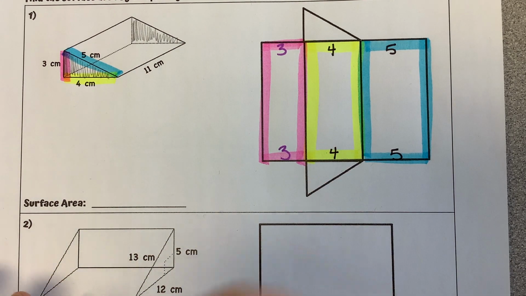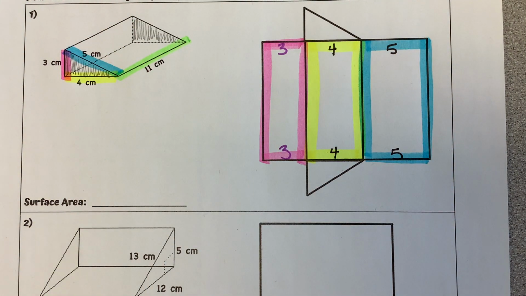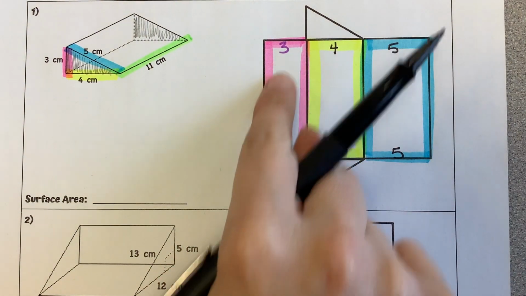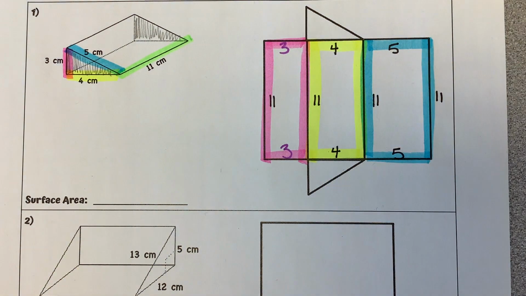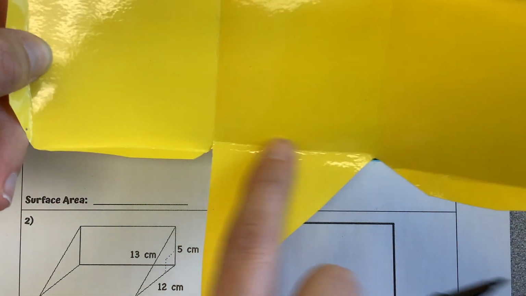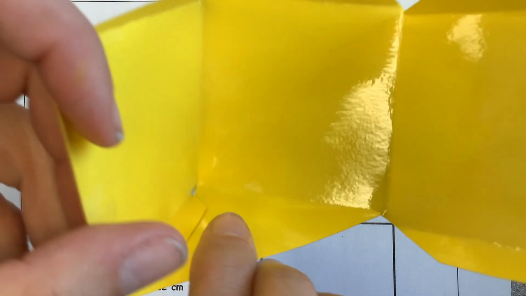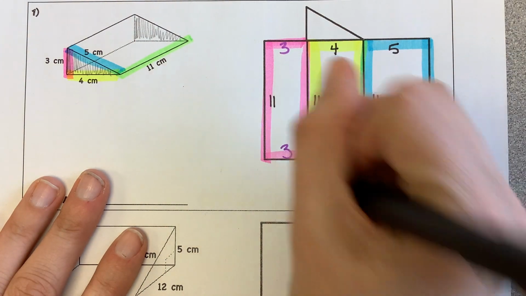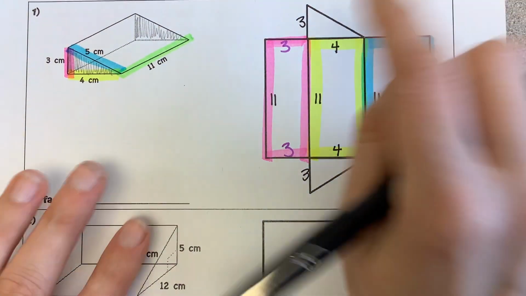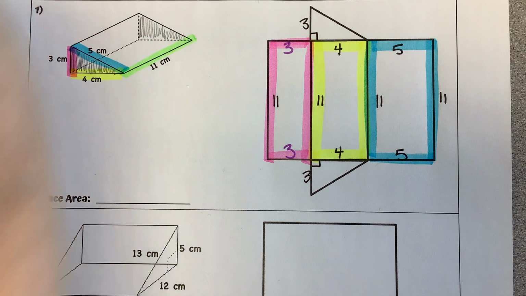This other length here that connects the triangle from the front to the back, right here, is going to be the height of these rectangles. So height of 11, height of 11, height of 11, height of 11. And then the last part that we need to look at is if we think about this net right here, this length right here is one of the sides of the triangle. This length right here connects those two together, and they are the same length. So these two connect to each other. So this has a height of three. Same thing on the top, because those two connect to each other. And now we have everything that we need for our area.